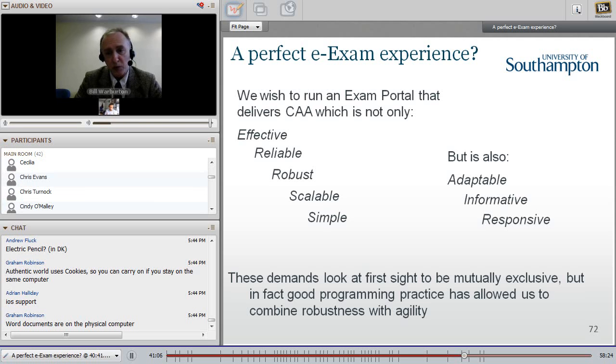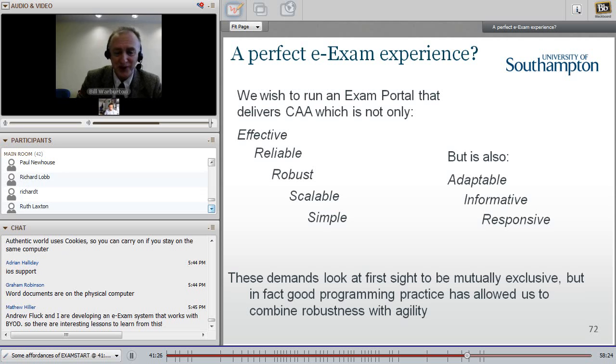Now, those demands look to be mutually exclusive, but in fact, because Graham's a good programmer, good programming practice has allowed us to combine robustness with agility, almost like Asterix, the Gaul with his agility, and Obelix with his robustness. I took the cartoons out of this, but it's a little bit like Asterix. That's the metaphor that I think of.